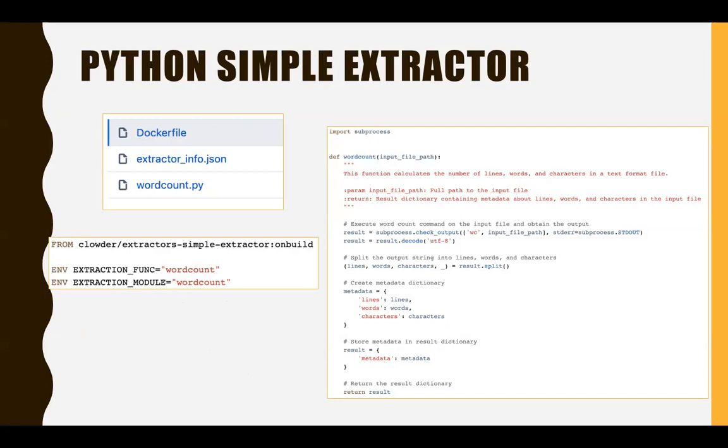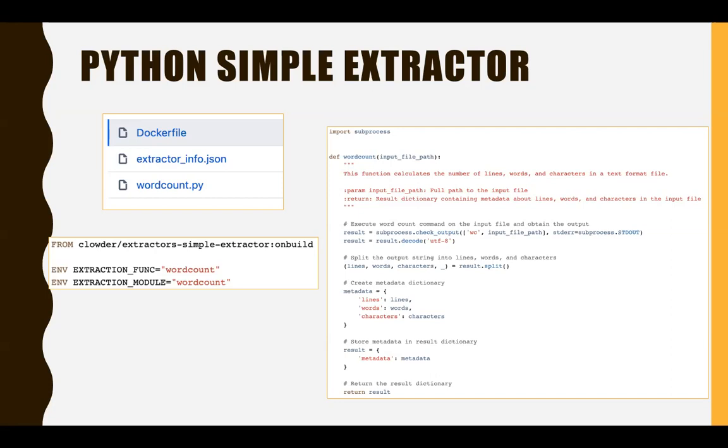So there's two flavors of it. One is the Python simple extractor. This allows you to take a Python function. For example, here's a Python function on the right, word count. That's the entirety of the extractor. It's just a few lines. It calls the word count Linux command, and then it takes the output, puts it in a Python map, and just sends it back to Clowder.